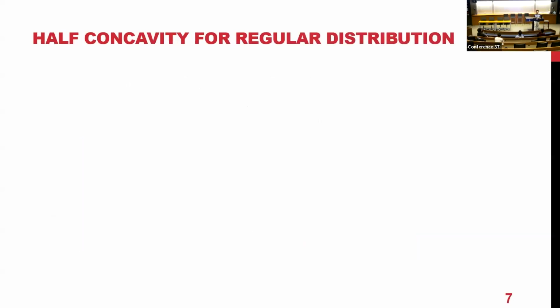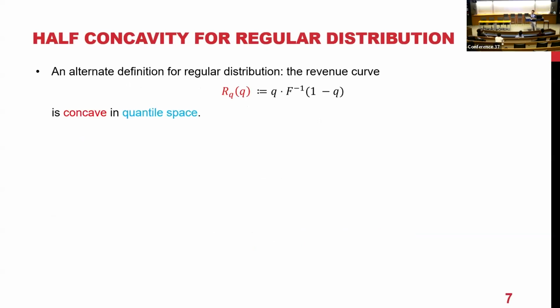Okay, so now let's go to the main idea of our square root T algorithm. Our main intuition starts from an alternate definition of the regular distribution. Besides the monotonicity of the virtual valuation phi(v), there is another definition. We call a distribution regular when its revenue curve is concave in the quantile space. Equivalently, we say that the function R(q) is concave. Inside the definition of R(q), the q represents the probability that the item is sold, while the inverse function of F star is basically the corresponding price we are setting.